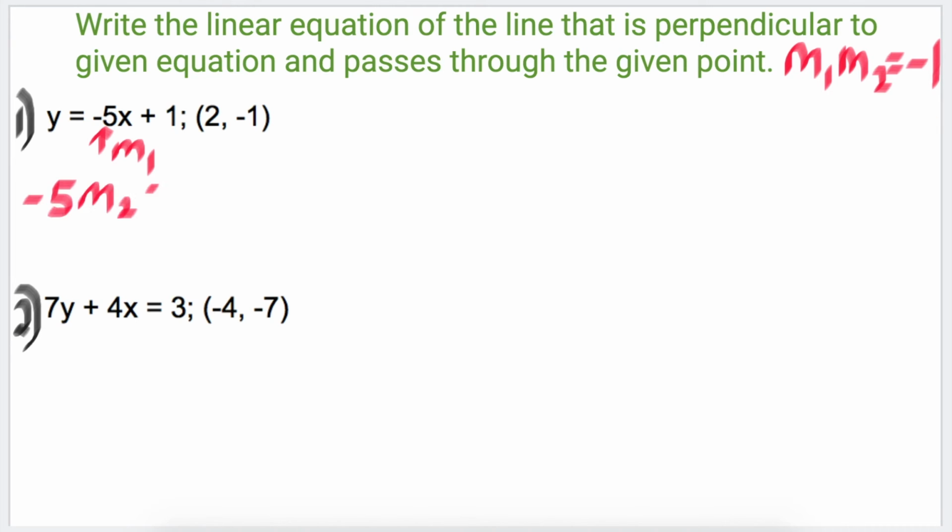So we're going to write negative 5 times m2 equals negative 1. If you want to solve for m2, all you got to do is divide both sides by negative 5, and the second slope is going to be positive 1 over 5.